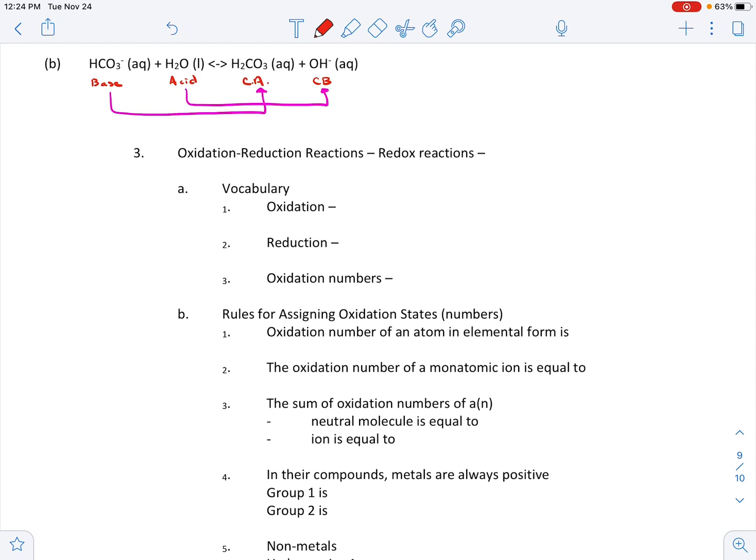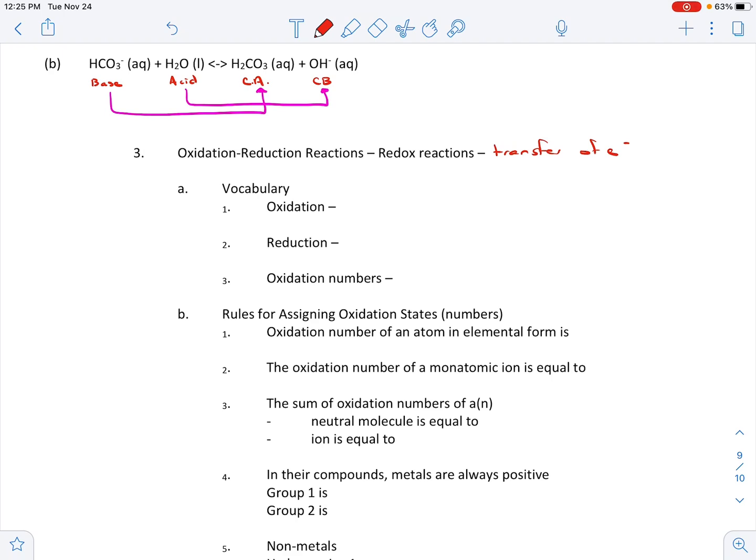So here we go. Oxidation reduction reactions. Redox reactions, remember, are the transfer of electrons. We're moving electrons, they're moving around. So there have to be two parts to it, because if somebody's losing electrons, something has to gain electrons, right?